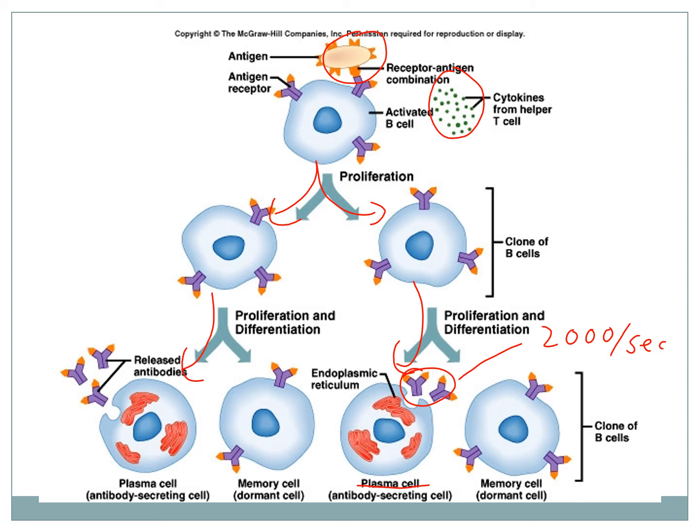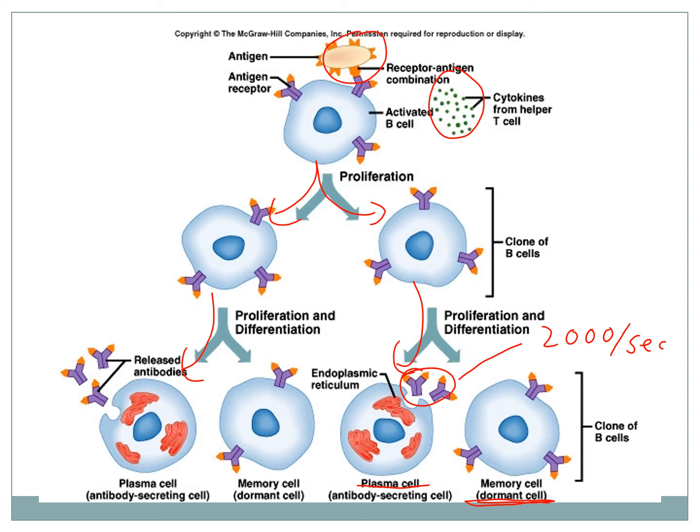The memory cells at this stage don't do anything. They're like your intel gatherers. They're not fighting the fight. They're storing the information. They're storing the history of the antigen attack, so then next time the antigen attacks, they can be activated.